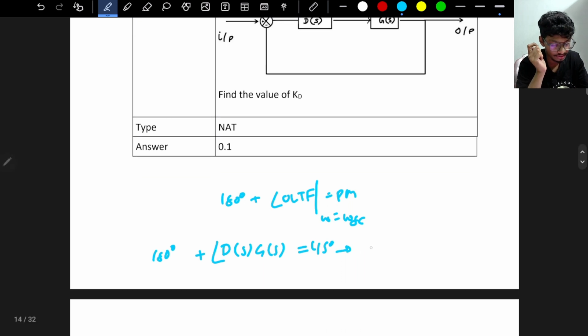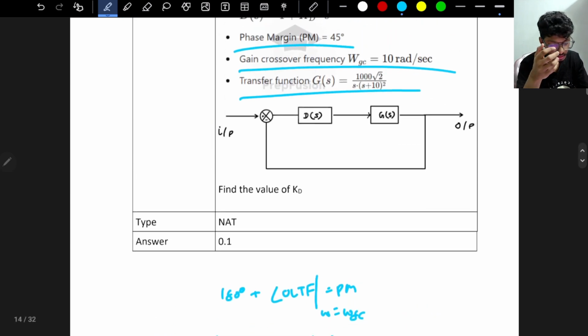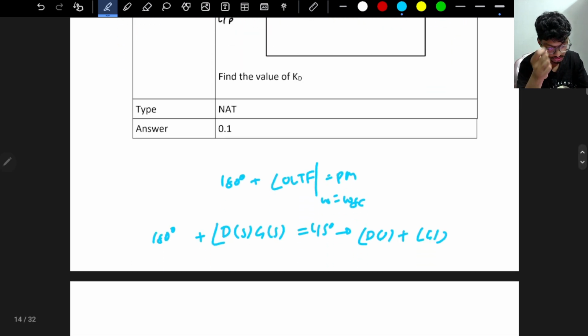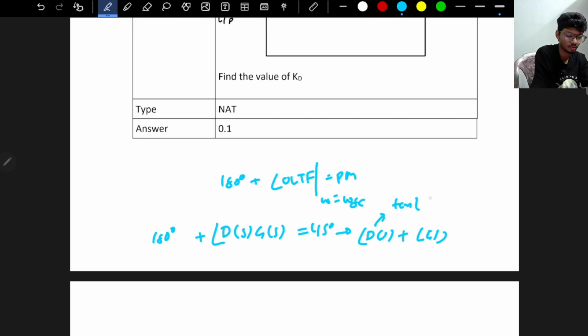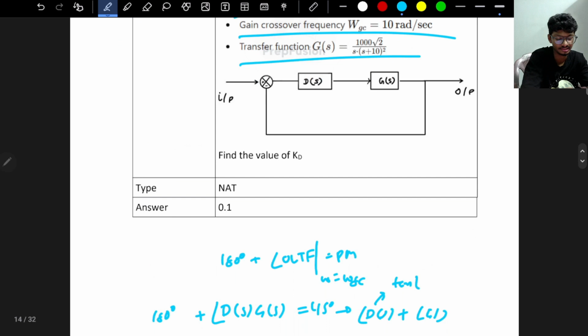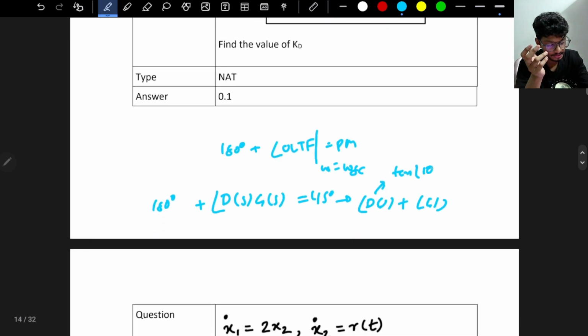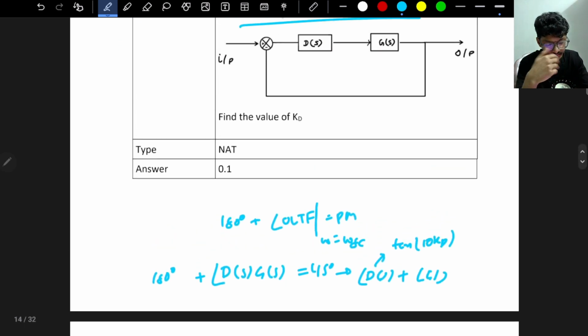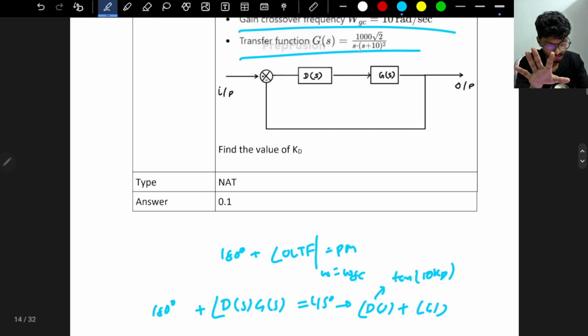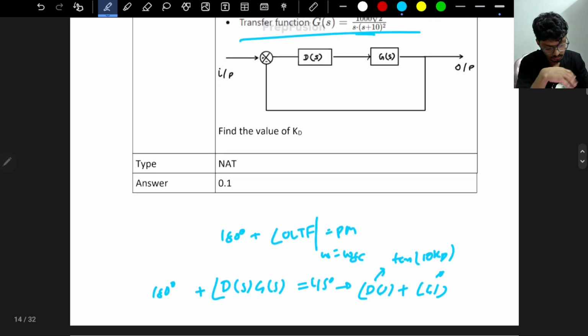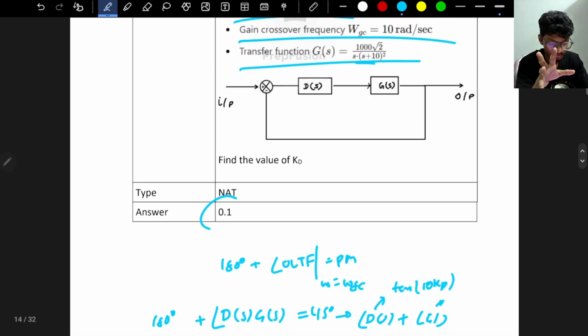If the angles are simply added, it will be angle of D of s plus angle of G of s. The angle of D of s will be simply tan inverse of omega GC times KD. You have been given omega GC as 10 radian per second, so it will be 10 KD. Okay, I am not solving it, I am just explaining how you can solve this angle, and from there you will get your value KD as 0.1.